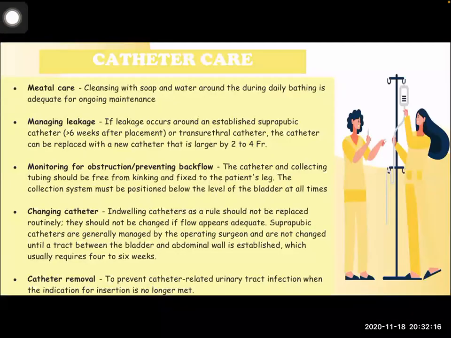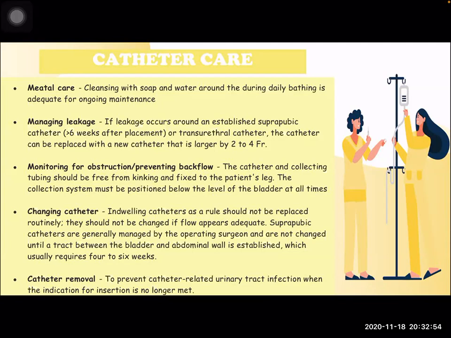Okay, so regarding catheter care, the meatal area is cleansed with soap and water during daily bathing for maintenance and cleanliness. If leakage occurs around an established suprapubic catheter, for example, that occurs after about 6 weeks after placement, or for transurethral catheters, then the catheter can be replaced with a new catheter that is larger by 2 to 4 French gauge.